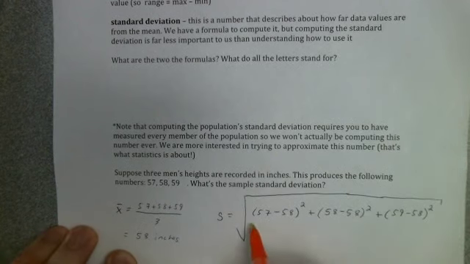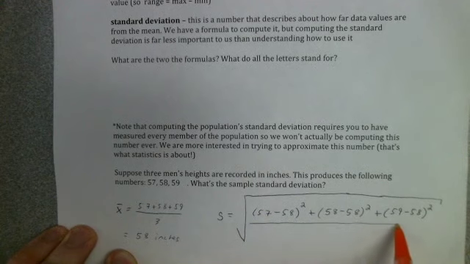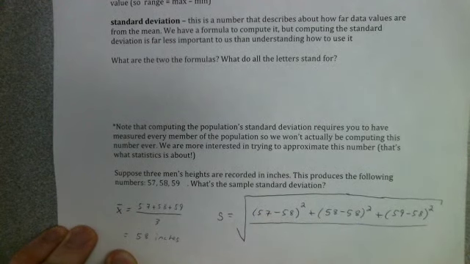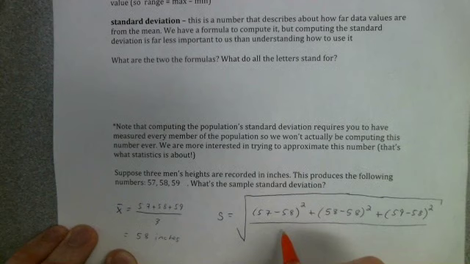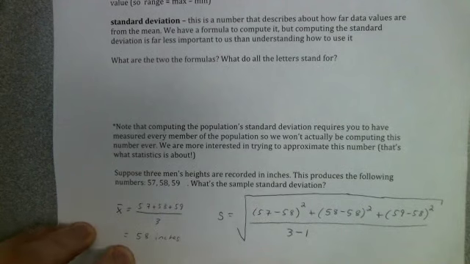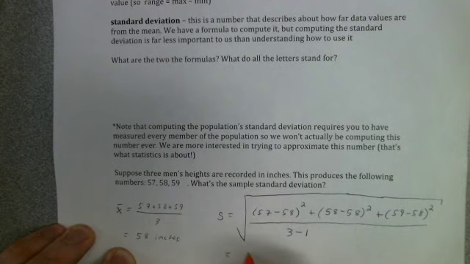And then, after that, we're supposed to divide by n minus 1, where n is our sample size. So we grabbed 3 men, so that's our little n, and we subtract 1 from it. Now, if you crunch this number, you get a sample standard deviation of 1 inch.